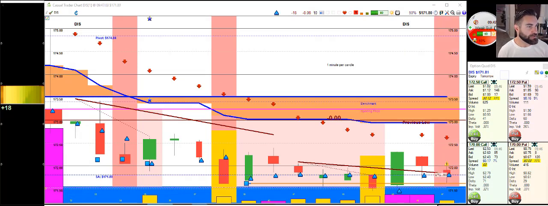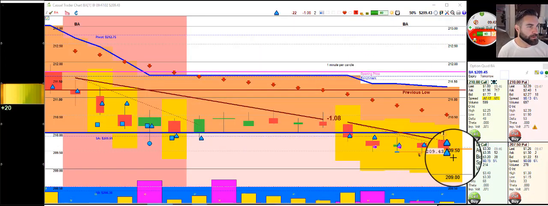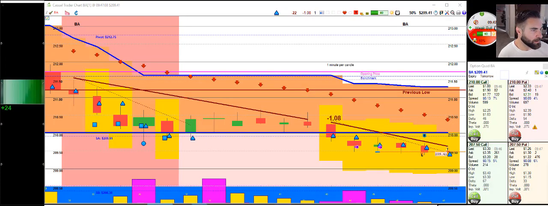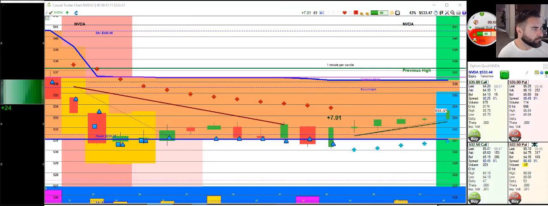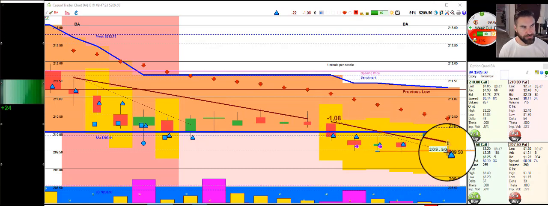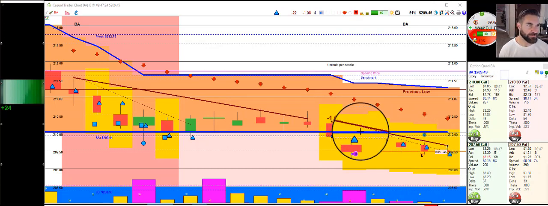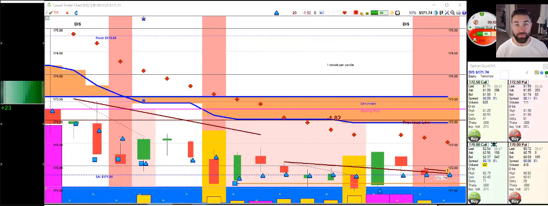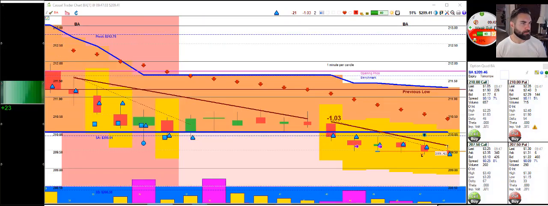Disney doesn't know what it wants to do yet. Here goes Boeing challenging that 209.5 kind of bottom right there. But we've got a green showing market, decently green, and Boeing's moving down. So I'm not going to trade a rogue stock. Plus, the sellers have been on this for 6 minutes now, 6 candles. And that's just a little bit too risky, a little bit too old. I want some fresh bread, not some stale bread.